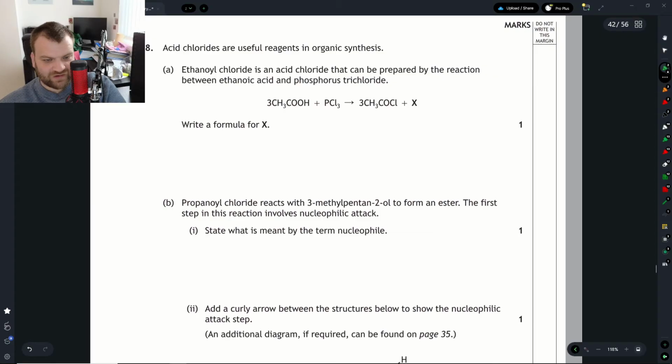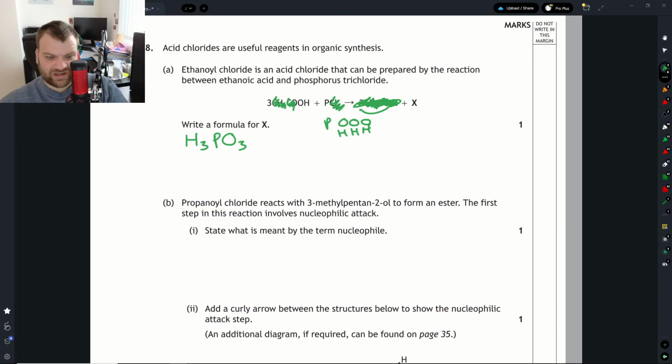Next up, we have to write a formula for the leftover chemical in this reaction. Okay, start to cancel these away. We've got 3 CH3s on both sides. We've got 3 COs on both sides. We have 3 chlorines here, we have 3 chlorines there. And that's going to leave us with a P. We've got 3 oxygens and 3 hydrogens. How would you write this then? The order shouldn't matter, but it might look nicer if we do something like that. Okay, and that gives you the same numbers on each side.